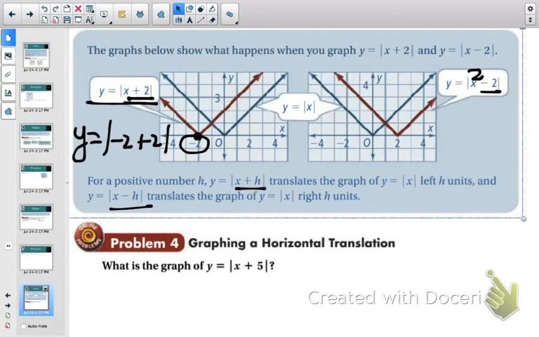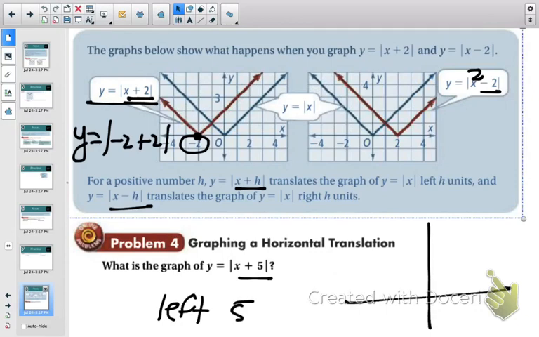So this one is a plus 5, so that means it's going to go left 5. I have my graph here. It's going to go back 1, 2, 3, 4, 5. So my vertex is going to be here. It's going to go up like this. And it's always opposite, because if I plug in negative 5, I get 0. So I go back 5.